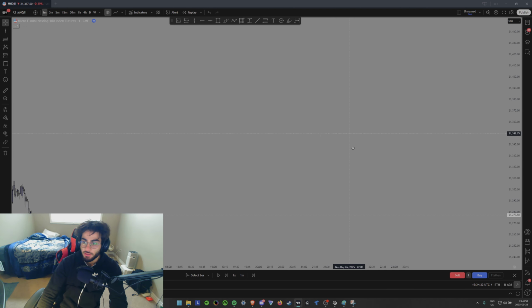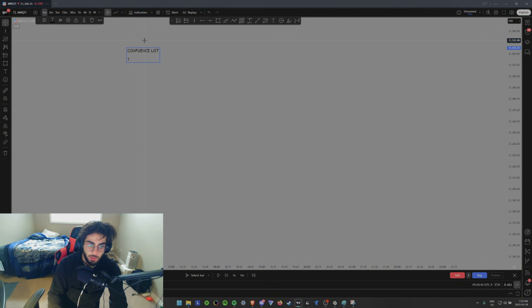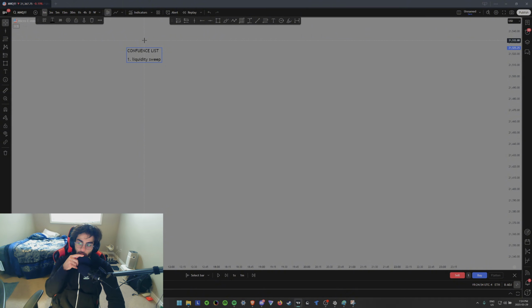We're going to go over our confluences. Okay, so confluence list. First we have liquidity sweep. What is a liquidity sweep? When price takes out a prominent drawn liquidity or any type of liquidity.